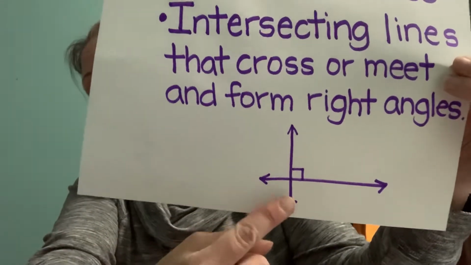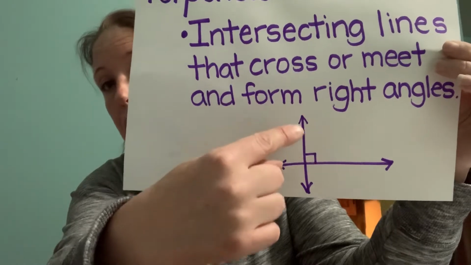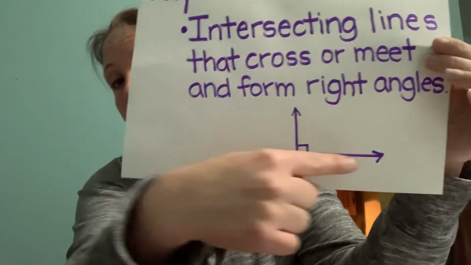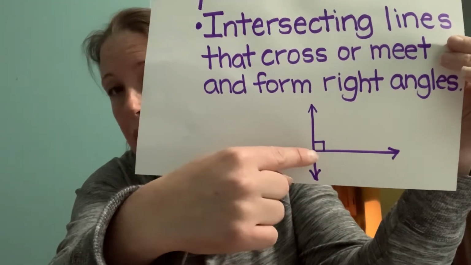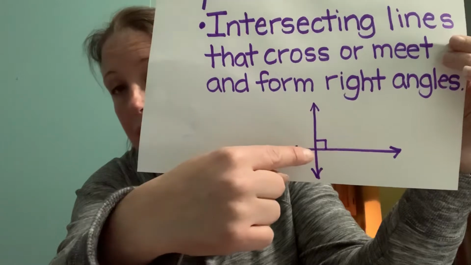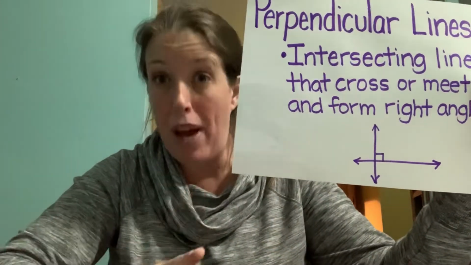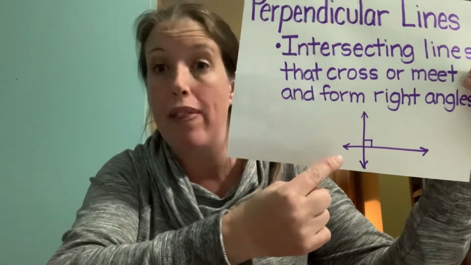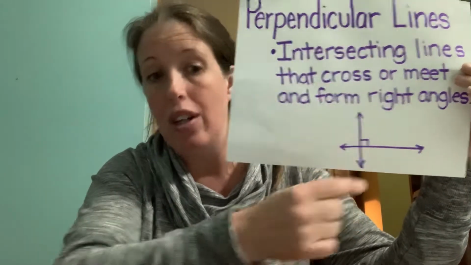So if you look at these 2 lines, I have one going straight up and down, and another line going straight across left and right. And when they met, they made that perfect 90-degree angle. So these lines are intersecting, but they're special intersecting lines known as perpendicular because when they intersected, they made a 90-degree angle. So those are the 3 vocabulary words.